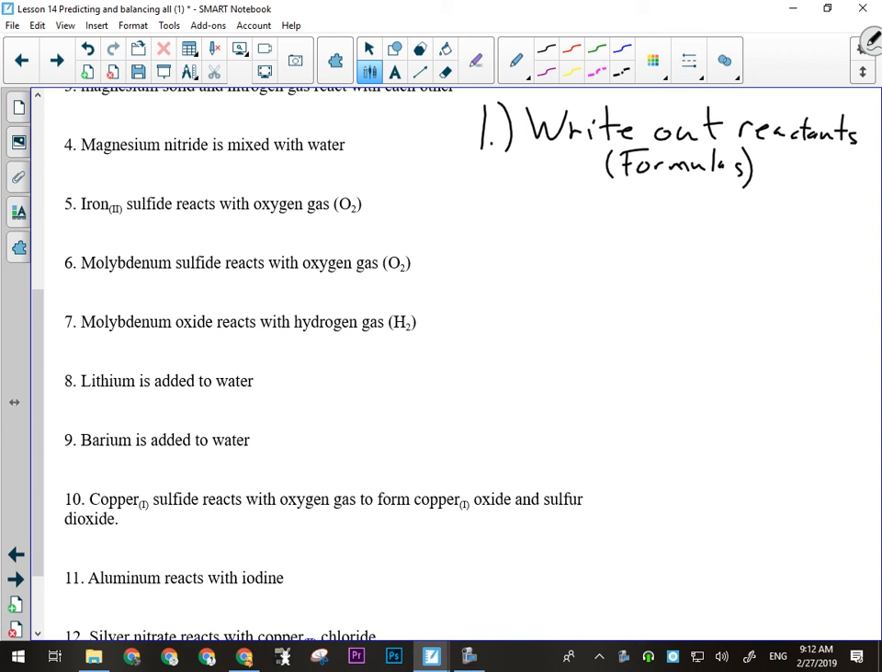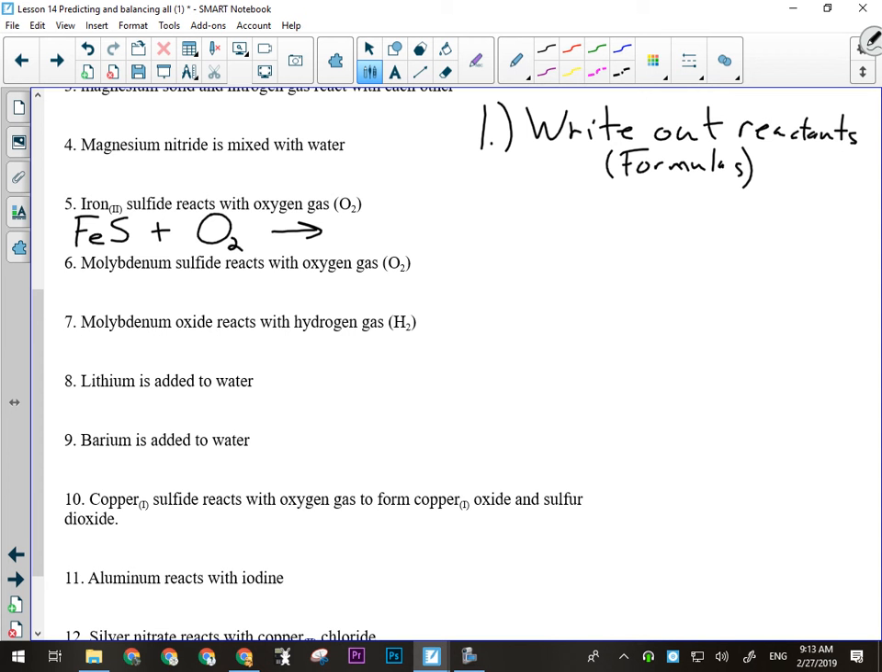So if I'm looking at number 5 and following my steps, I've got iron 2 sulfide. That would be FeS, with plus 2 and minus 2 charges. It reacts with oxygen gas, which I have to remember, well, they reminded me, is a special element that comes as O2. All right, so there's my first step. I have written out the reactants in formula form.